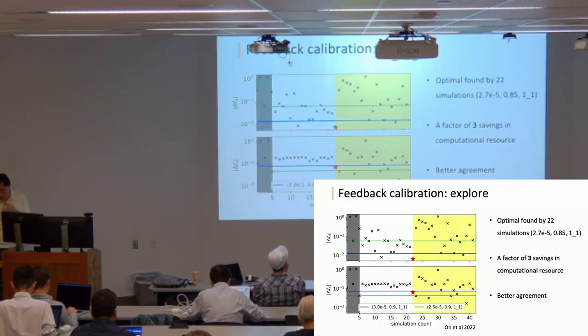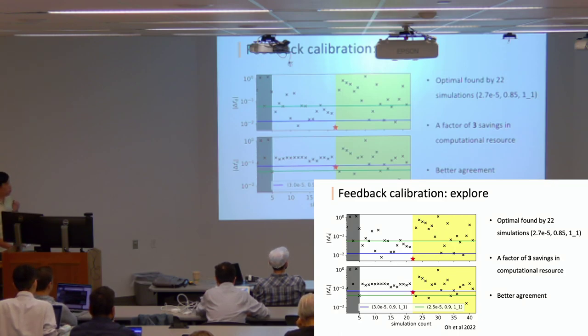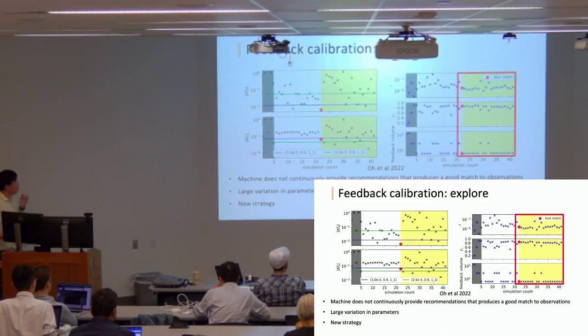So what we find, using the same run that I've done before of the Zoom simulation, is that the green and the blue line are basically the limit that we found with manual calibration. We can use the machine to find an optimal in 22 simulations. If you remember, the manual calibration took 71. So this is a factor of 3 saving in computational resources. And in fact, it gives better agreement. If you compare it to the blue line, it's well below the agreement found by the manual calibration.